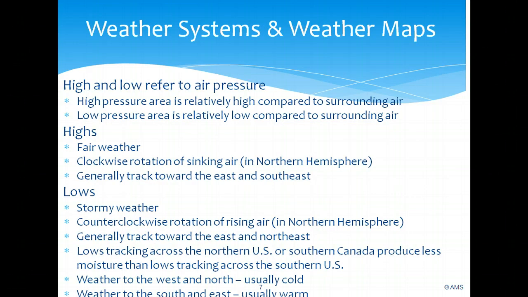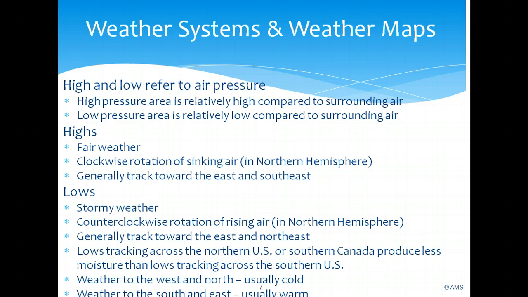One of the more important things that we need to understand is weather systems and weather maps. To understand weather systems, we also have to appreciate the fact that there are things called highs and lows, which are referring basically to air pressures in specific areas of the country or in specific environments. A high pressure area is relatively high compared to the surrounding air, versus a low, which is generally lower when compared to surrounding air. Highs and lows give us different types of weather.